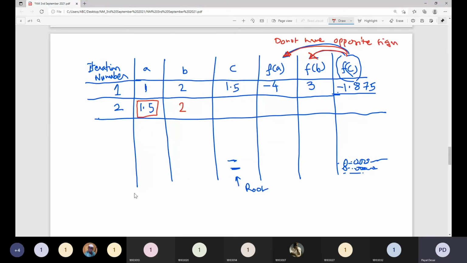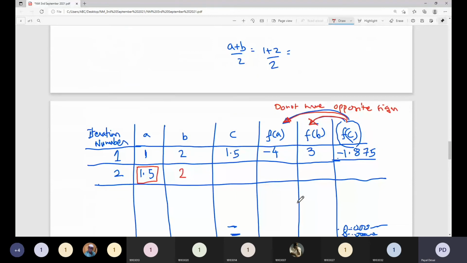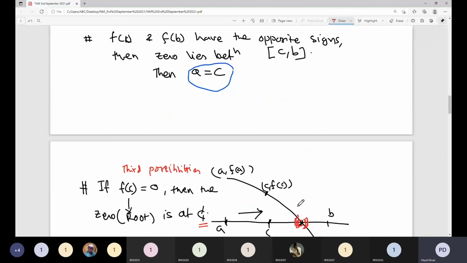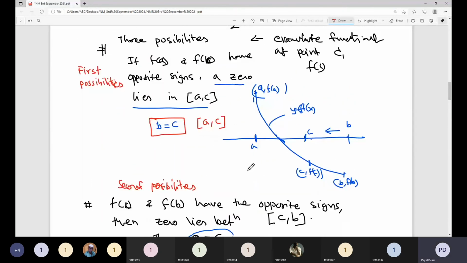That means I can't proceed further. I have to choose a function, two values which have opposite sign. Then only I can tell my roots are lying between that interval. If it does not have opposite sign, I rule out that possibility, because you observe this graph, right? A and C should have opposite sign. If A and C do not have opposite sign, I rule out this possibility.